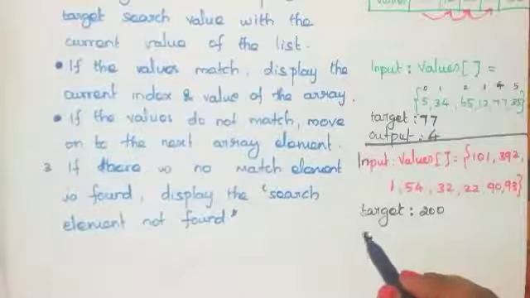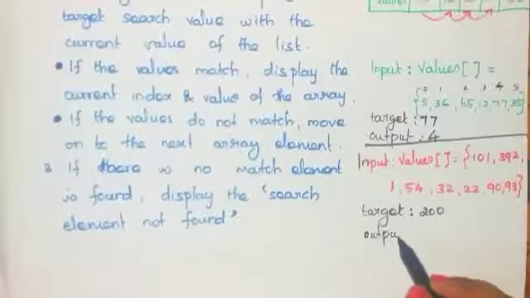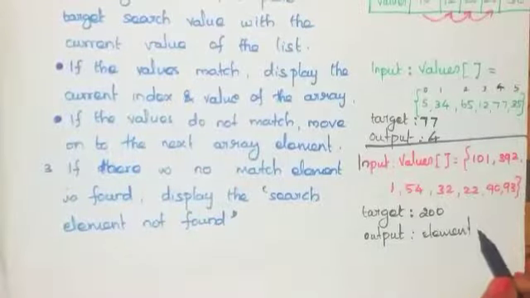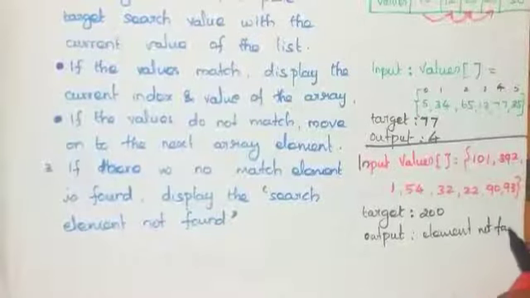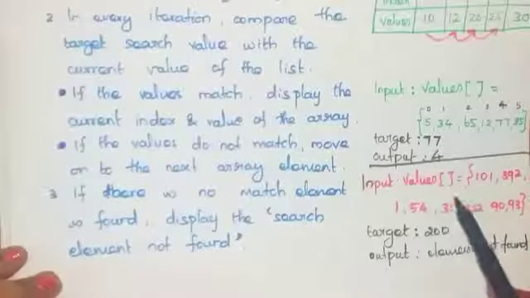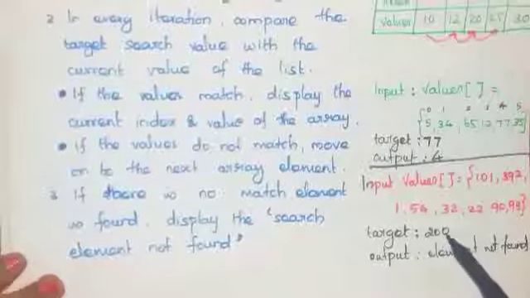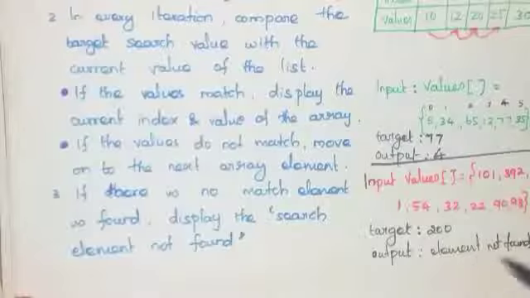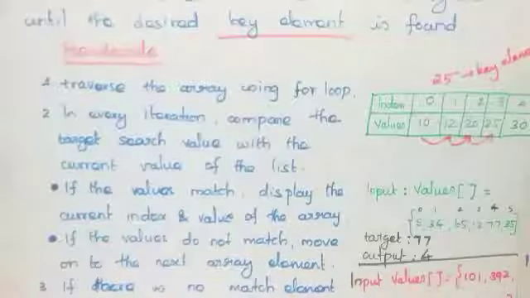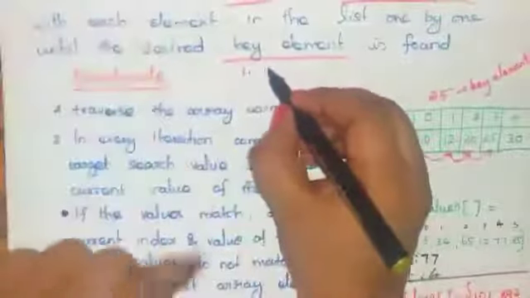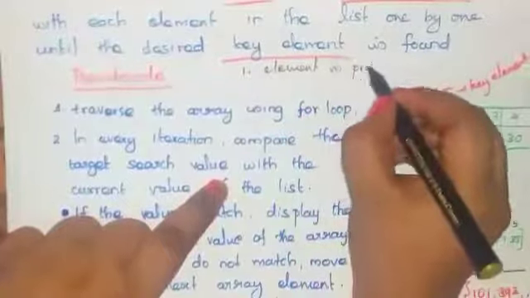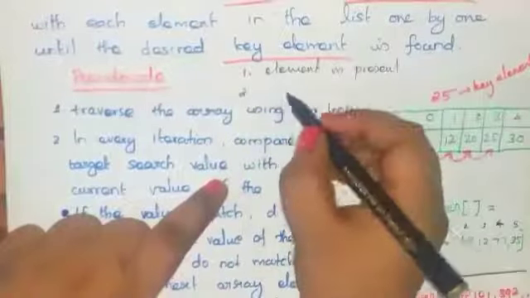So what is the output of this code? Output is element not found. There is no element matched with the target value, so the element is not found in the list. This is the output. So here you have two cases. First case is element is present. Second case is element is not present.